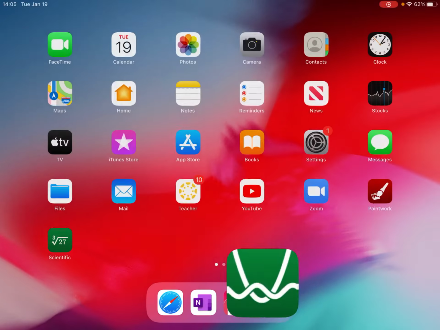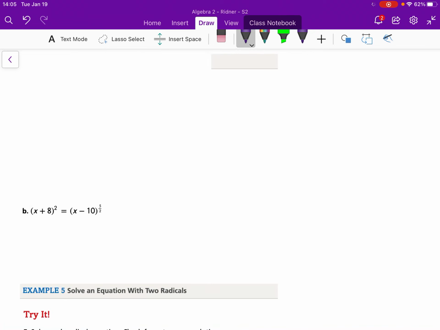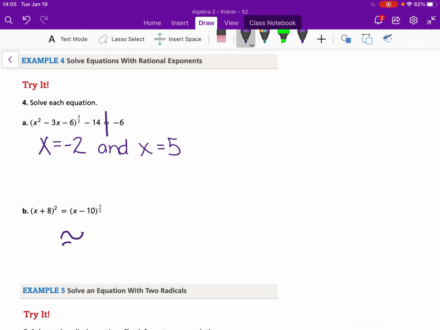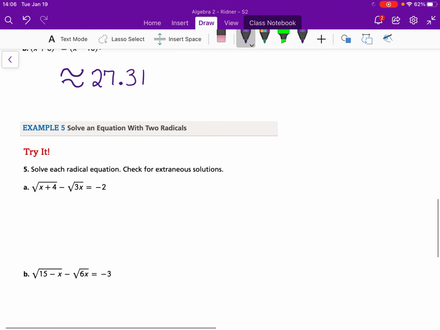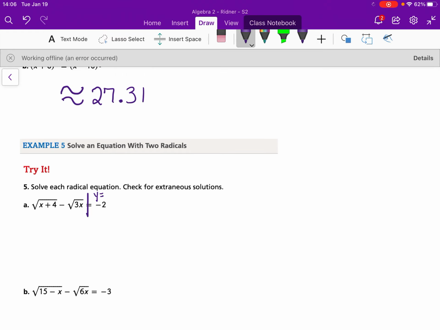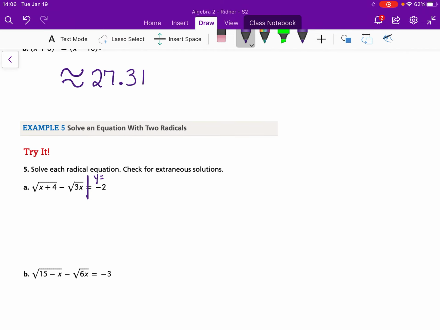My answer is approximately, we've done this before, approximately 27.31. Okay, I'm actually going to skip these examples, but it would work the same way. You would put y equals here, left expression, right expression, figure out where they cross.